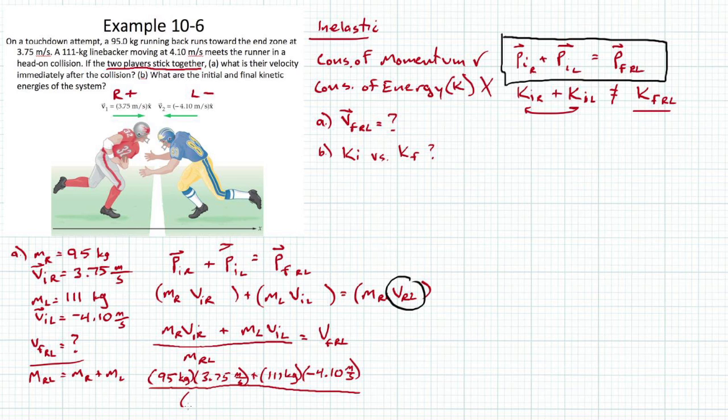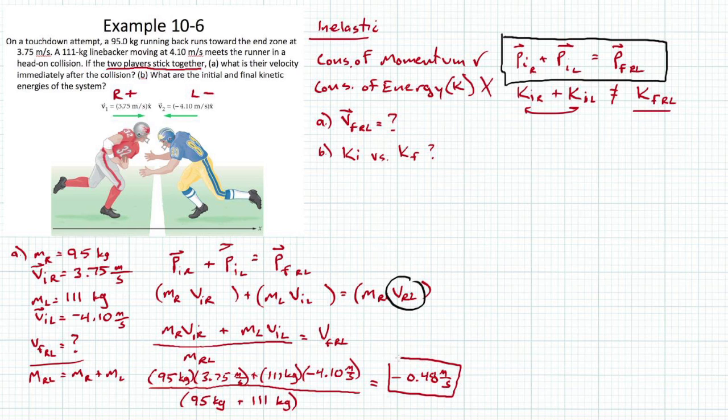So that would be the mass of the running back, 95 kilograms, plus 111 kilograms. That should give us our final velocity of the two players together. 95 times 3.75 plus 111 times negative 4.10, divided by the combined mass. That should give us negative 0.48 meters per second as our velocity.